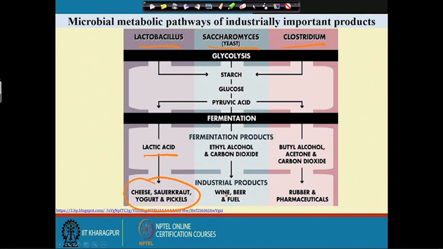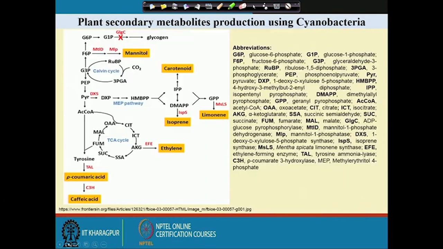And Saccharomyces cerevisiae is used for wine, beer and ethanol. Ethanol acts as a substitute for gasoline. And when we use Clostridium, it produces butyl alcohol, acetone and carbon dioxide, which is largely used in the pharmaceutical industries. Now, in plant systems also, these are the metabolic pathways.